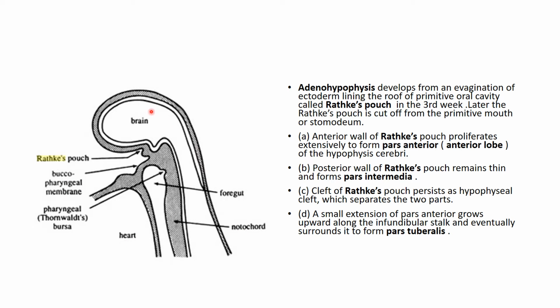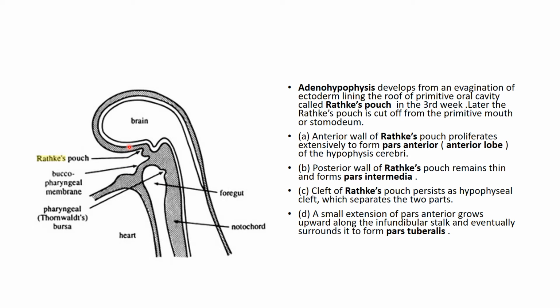Observe this diagram. This is the superior or the cranial aspect of the developing embryo. This is the inferior, the caudal aspect. This is the dorsal aspect. Here is the ventral aspect of the developing embryo. This is the region where the primitive oral cavity or the stomodium is developing.